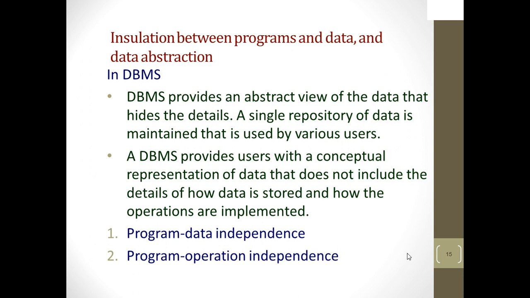The next characteristic of a database management system is insulation between programs and data. The programs are written separately, data is separate, and then there is data abstraction. The DBMS provides the users with an abstract view. Abstraction means showing the relevant details and hiding the irrelevant details. So, a DBMS maintains program data independence and program operation independence. Now let us understand what program data and program operation independence are.